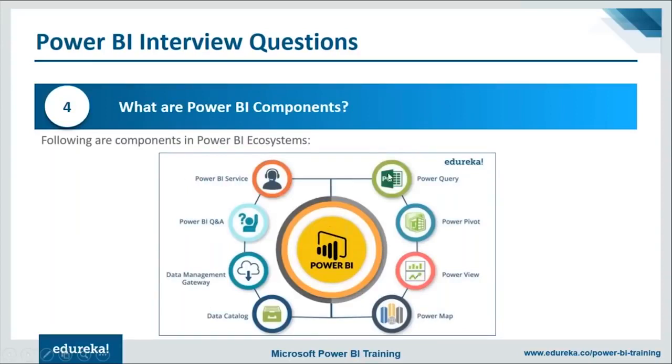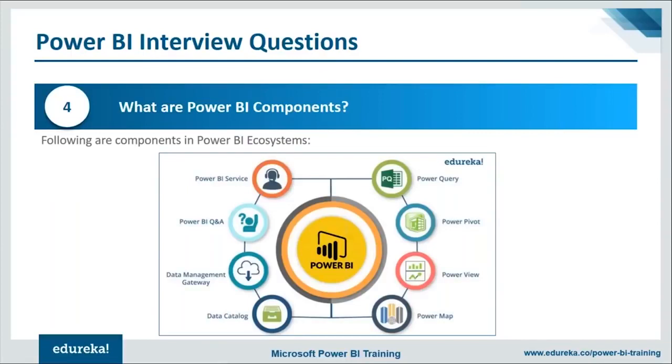You can see that it consists of Power Query, Power Pivot, Power View. These are obviously the add-in components. These are the Power components. Then you have Power Map, Data Management Gateway. Power BI Q&A is another revolutionary feature, natural language querying, which I'll talk about in a while. And finally, Power BI Service. So mainly theoretical. What I would suggest is just give them the names of these 8 components, and just give them an idea of what each of these components mean.